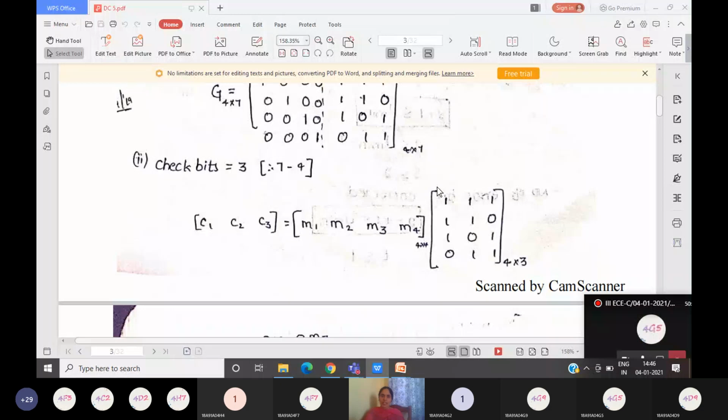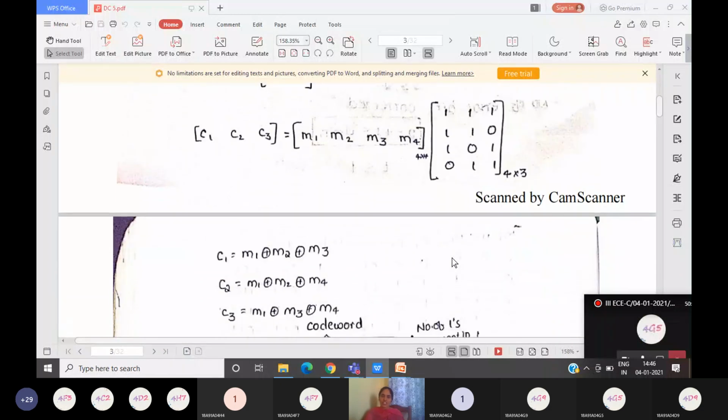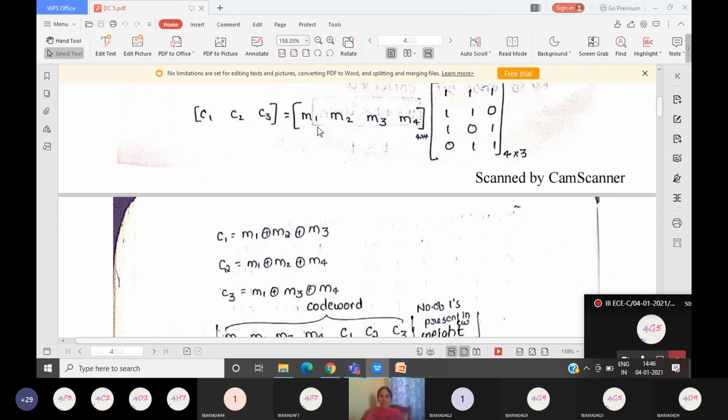Now the message matrix multiplied by the submatrix gives you the corresponding check bits. How many check bits are there? 3 check bits. So for C1, C2, C3, multiply the first row of the message matrix with the first column of the submatrix to obtain C1. So C1 is M1 XOR M2 XOR M3 XOR M4 into 0, that is 0. Next, C2 is M1 XOR M2 XOR M3 into 0, which is 0, XOR M4 into 1, that is M4. So C2 is M1 XOR M2 XOR M4.